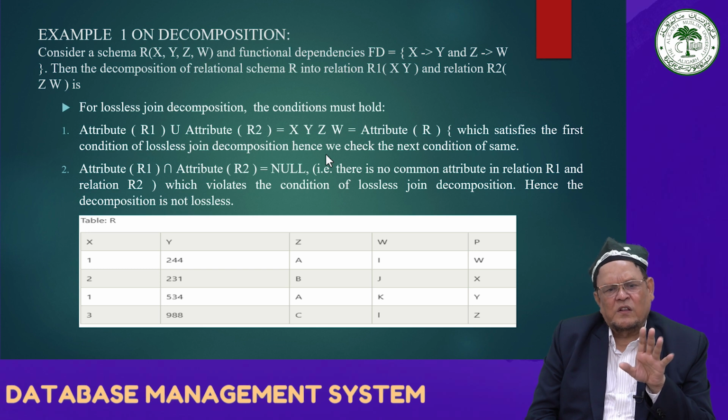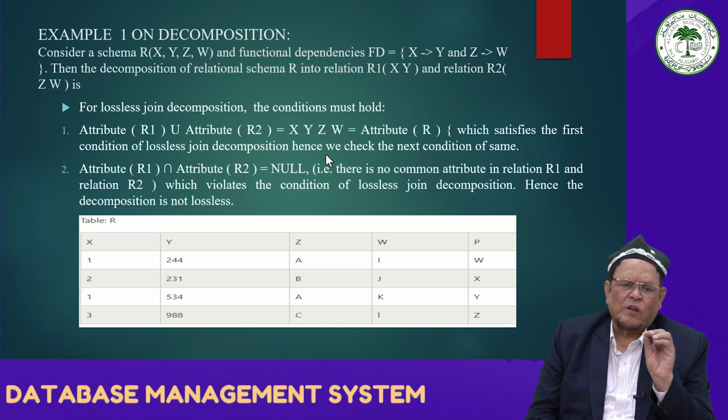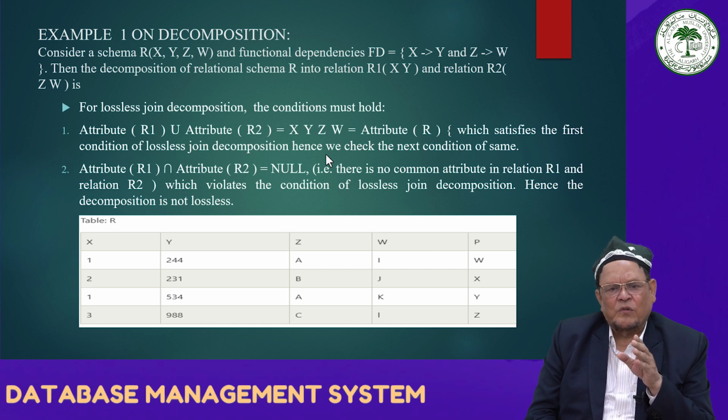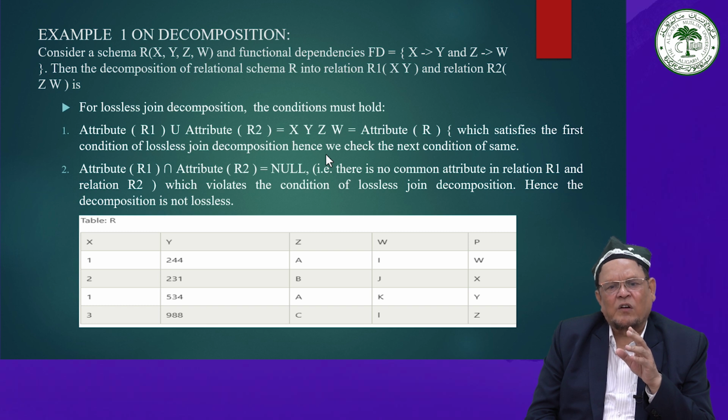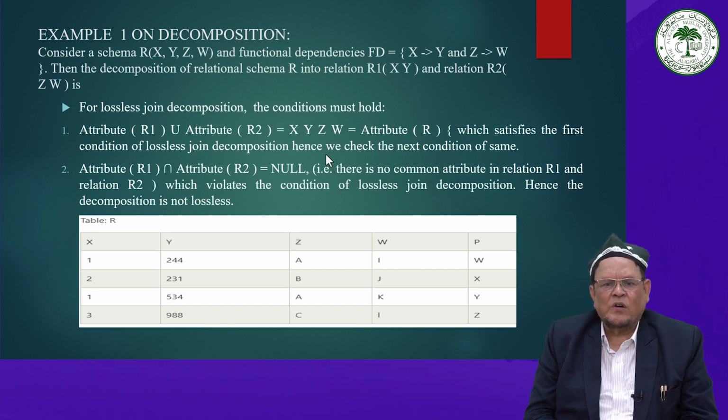If it is not null, then we can say that this is good. If it is null, then we can say this is lossy. Here, we are not able to find a common attribute, because R1 contains the attributes X, Y and R2 contains W, Z. There is nothing common between them. That's why it is lossless.